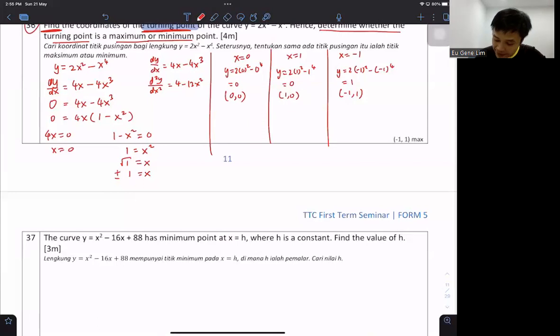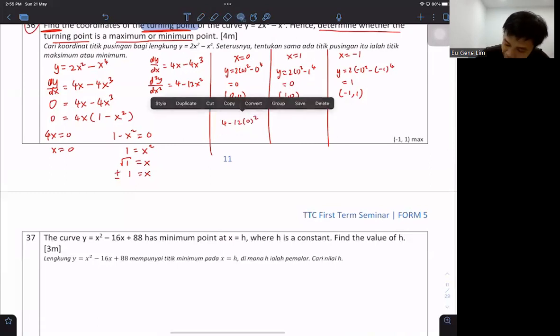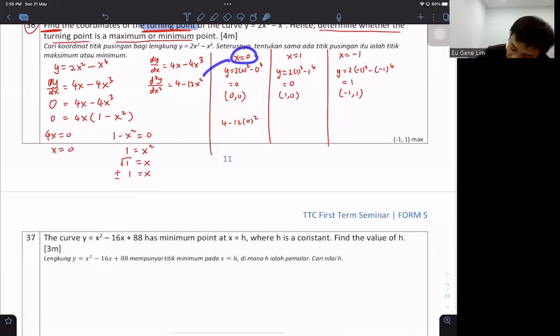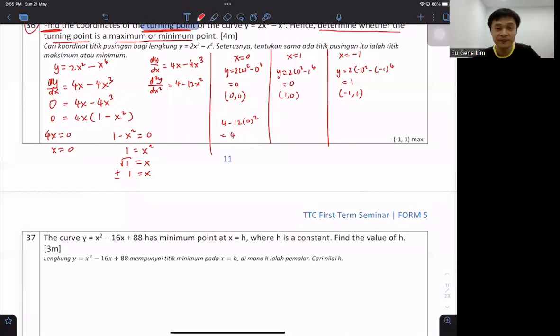If x is 0, 4 minus 12 times 0 squared. You just sub x equals 0 into d square y over dx square, then press the calculator. Oh, 4. Understand? This one, x is 1: 4 minus 12 times 1 squared. How much? Oh, negative 8.